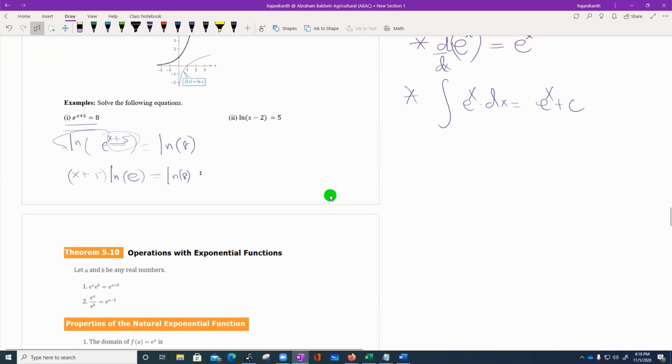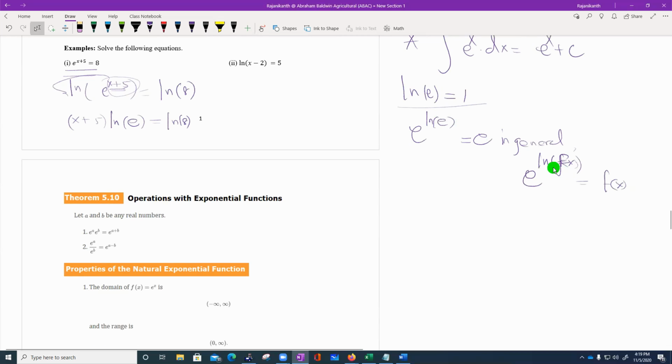Am I right? Now tell me, what is ln e? What do you think? 1. Very good. ln e is always 1. So if you plug that in here, that is e to the power 1, which is e. In general, e to the power ln of any function inside is just f(x). What does that mean? This means e to the power ln of sine x is simply sine x.